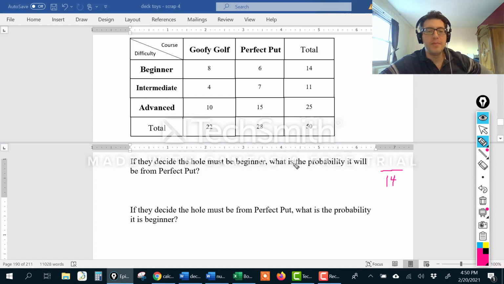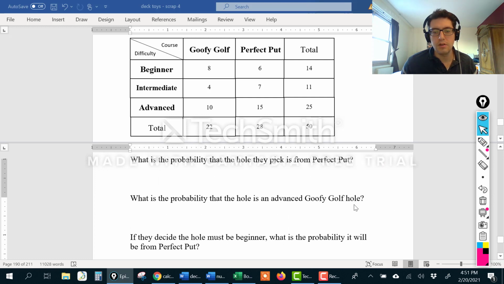Now, what's the probability if we only look at the beginner holes that it's from Perfect Putt? Well, 6 of these beginner holes were from Perfect Putt. So we're going to put this number in the numerator. Okay, so if we're only looking at the beginner holes, then the probability that the hole is from Perfect Putt is 6 out of 14. All right, and we could reduce that. Oh, you know what? I should have reduced the other ones, by the way. Let me practice reducing these.